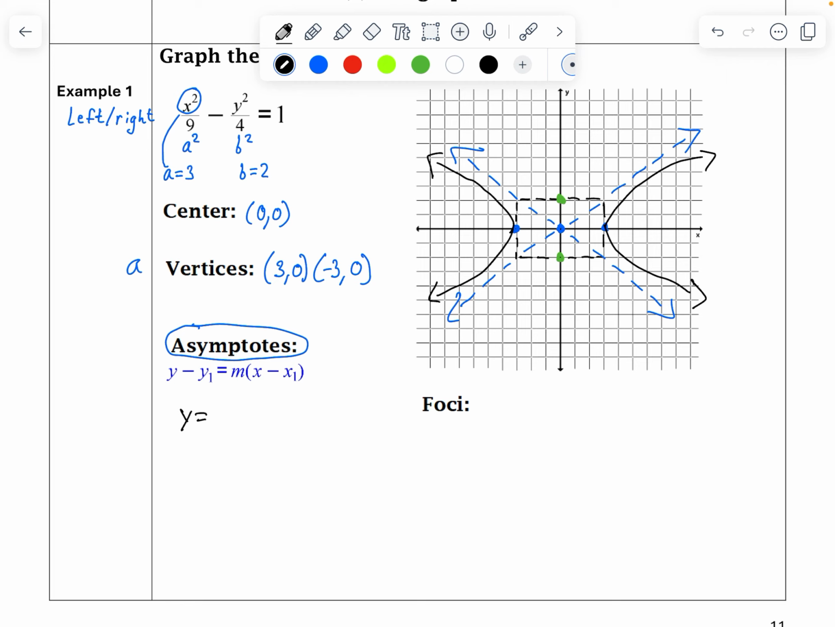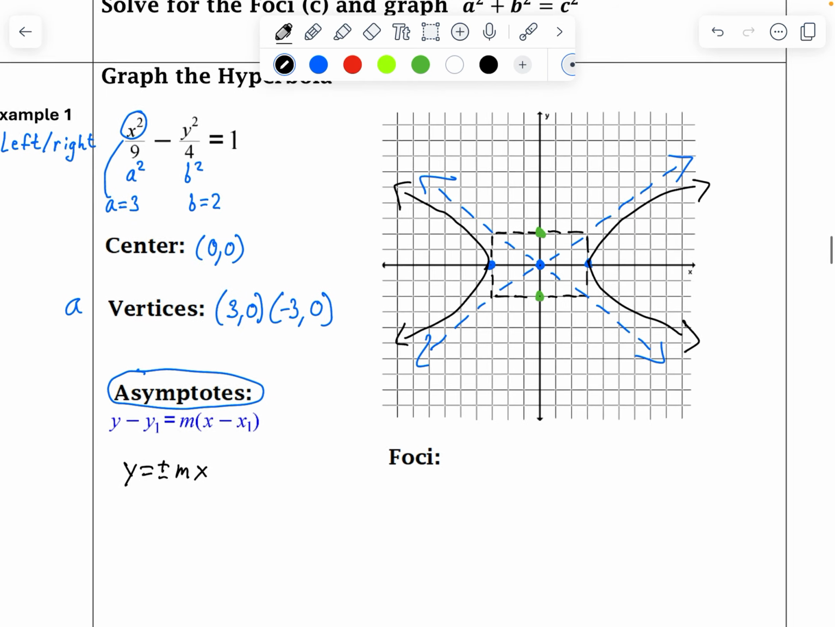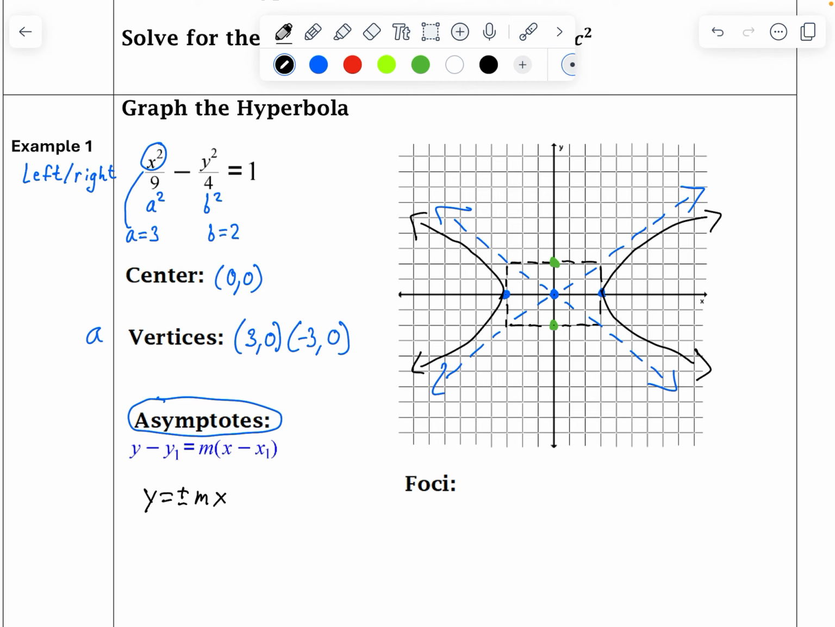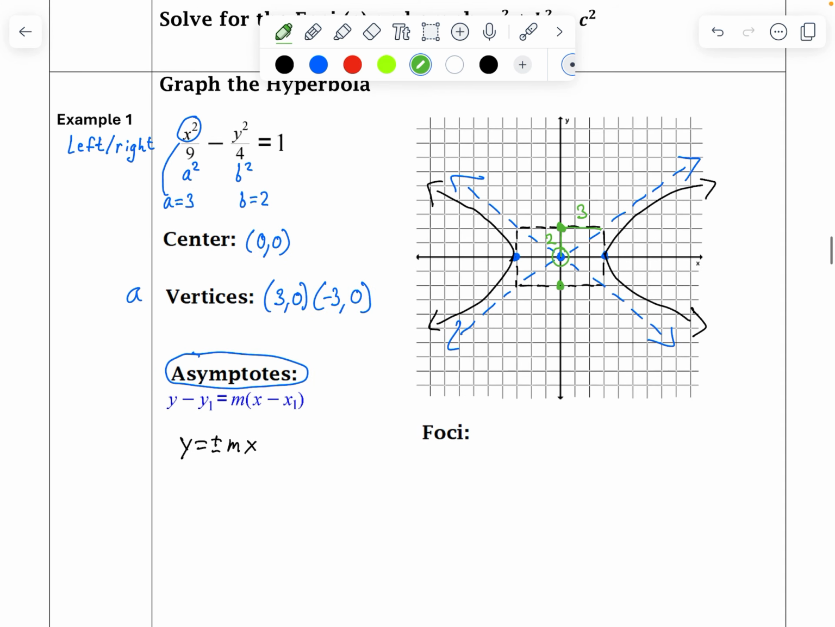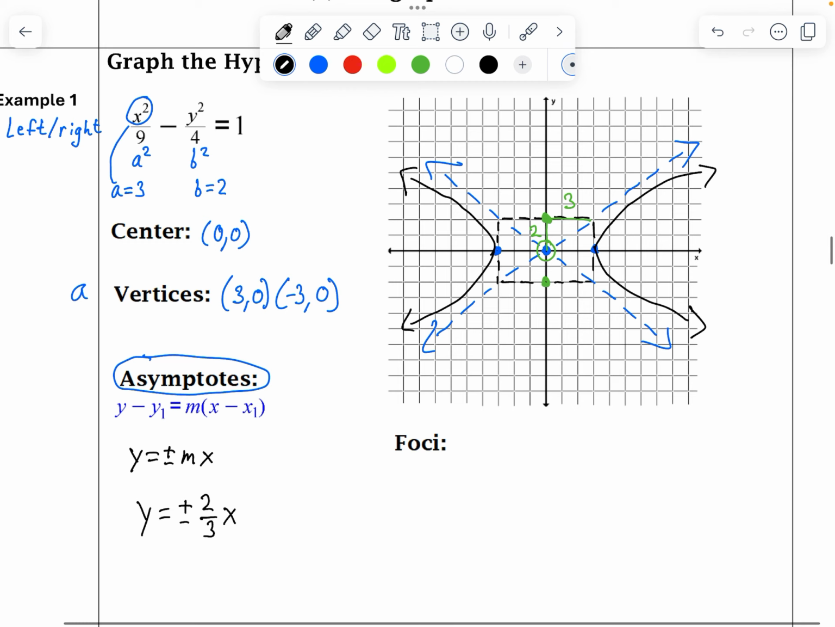We're going to just treat it like plus or minus mx. If you remember, m represents the slope. So the way that I'm going to figure out the slope is based off of the a and b values of the box. So looking from my center here, I'm going to go up by 2, and then it goes across by 3. So the slope of our asymptote is y equals plus or minus 2/3 x.